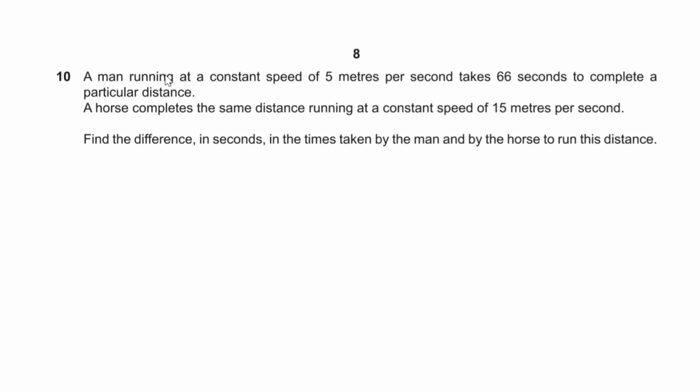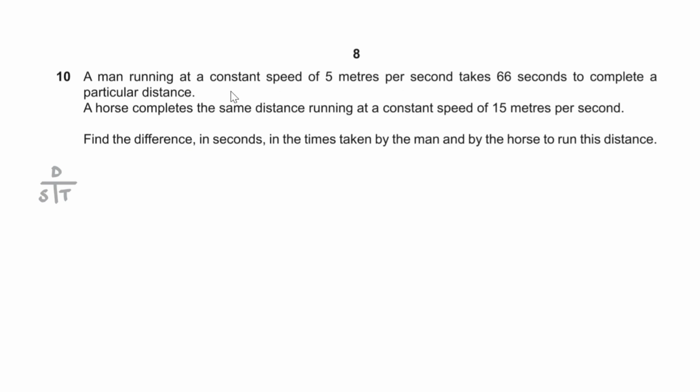Question number 10. A man running at a constant speed of 5 meters per second takes 66 seconds to complete a particular distance. A horse completes the same distance running at a constant speed of 15 meters per second. We have to find the difference in seconds in the times taken by the man and the horse to run this distance. First of all, we have something in this question involving speed, distances, and times. We know already speed is equal to the distance divided by the time.